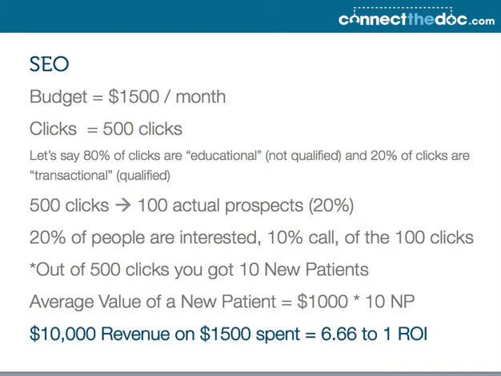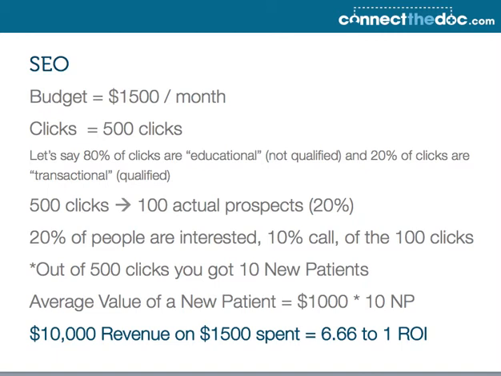and you got 10 new patients, so you were able to generate $10,000 in revenue, not necessarily right away, but over the course of that patient, they're going to have $10,000 in revenue on $1,500 spent. So you're seeing a 6.6 to 1 return on your investment. So for every $1 you spend, you're getting about 6.5 or 6 2/3 back.